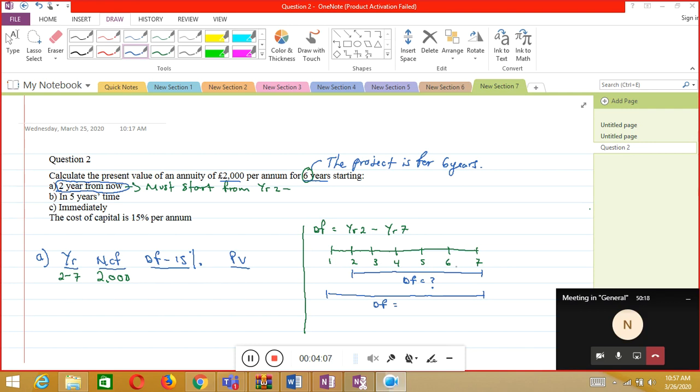So let me repeat. You need to find the discount factor from year 2 to year 7, correct? I already put a timeline here. So in order to find year 2 to year 7, first you need to find the year 1 to year 7 discount factor. You use the formula 1 minus 1 plus r power of negative t, over r. So 1 minus 1 plus 15% power negative 7, over 15%. How much do you get for 7 years first?